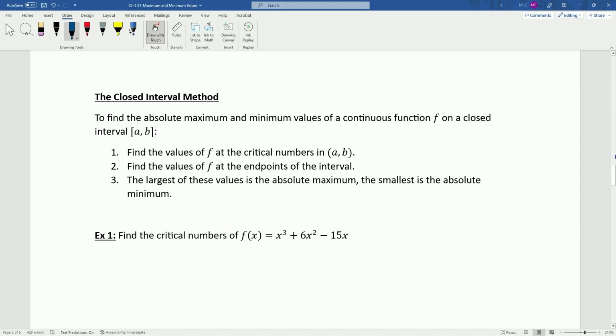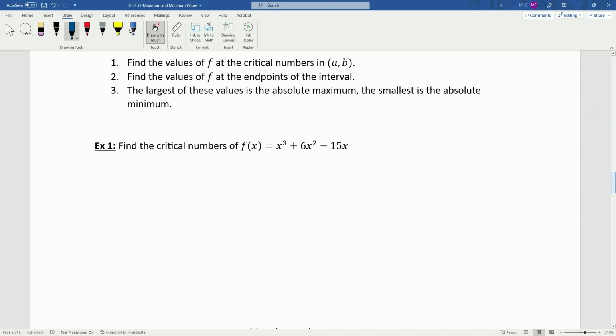Okay, so let's go ahead and tackle this one. First, we'll take the derivative. That's 3x squared plus 12x minus 15. In order to find out where this thing is equal to 0, I'm going to have to factor it. So I'm going to multiply 3 times negative 15. It's negative 45. And I want factors of negative 45 that add up to 12.